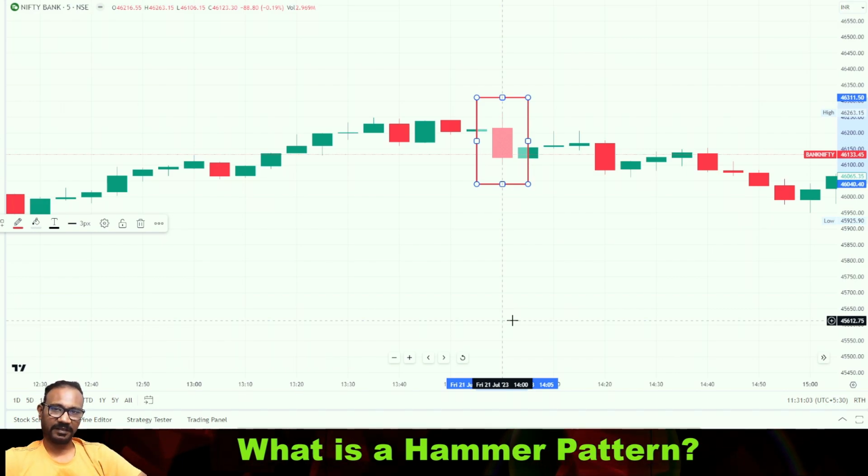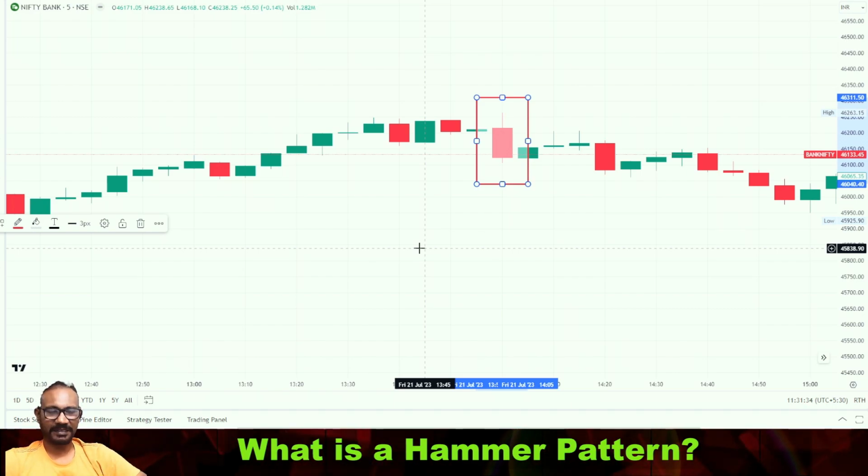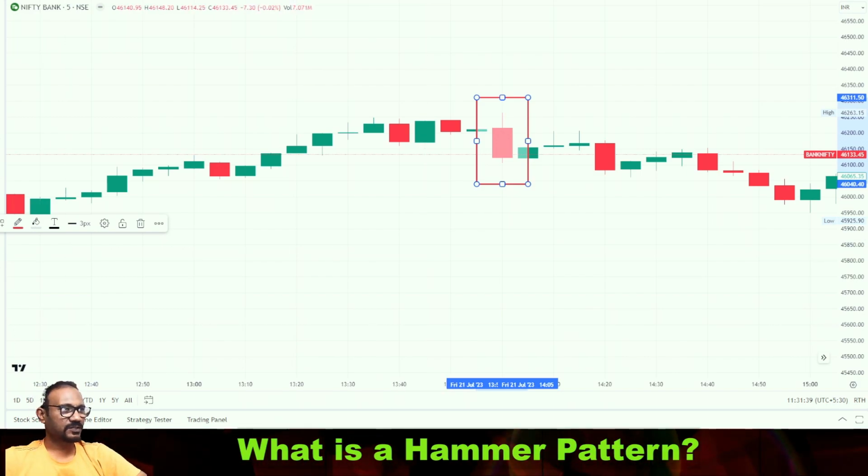So having understood that a candle has four elements: open, high, low, and close, these are the four aspects of a candle. Having understood that, there are certain patterns that candles can help us use to make trading decisions. What are those patterns? The first one that we are going to explore is the hammer pattern. There are so many different patterns that exist, and we will be covering them one by one in this series. So the first pattern, like I said, is going to be the hammer pattern.